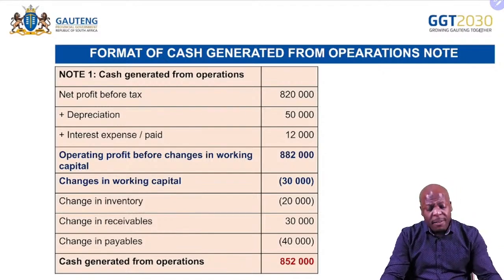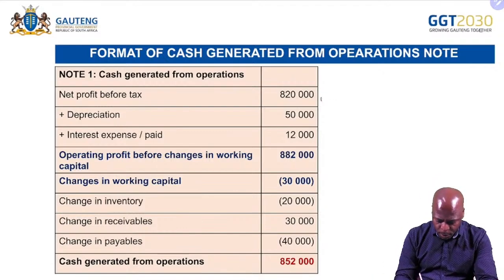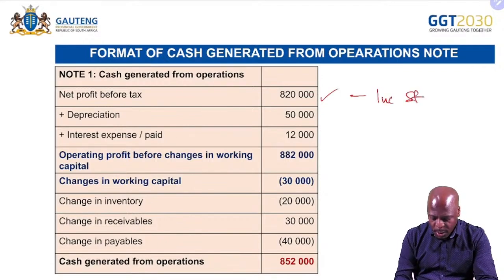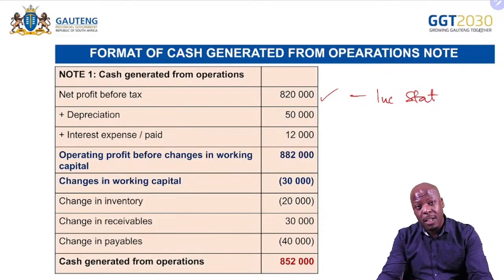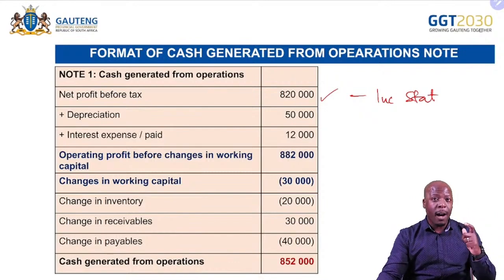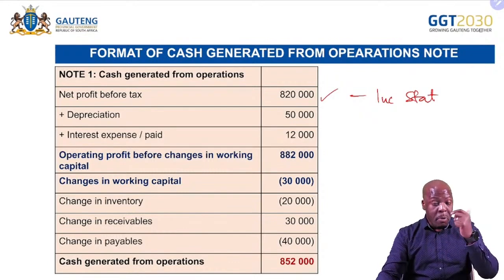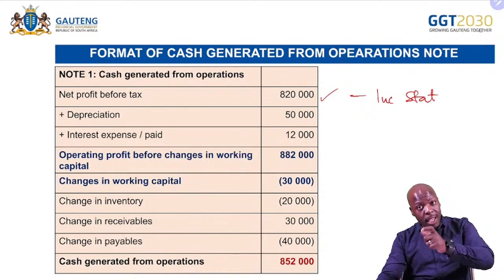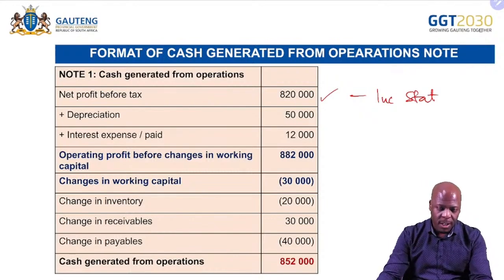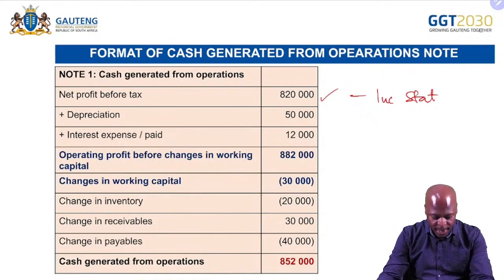All right. So the format is very simple. Number 1, we start with our net profit before tax. Obviously, you know this amount, you're getting it from the income statement. But the examiner at times would give you net profit after tax. So you must be wise enough to see that if I have net profit after tax, that means they've already subtracted income tax. If I need net profit before tax, I must add the income tax back to the net profit after tax for me to get net profit before tax. I'm going to do an activity to show you exactly that.